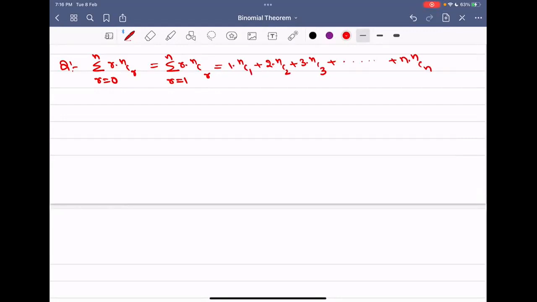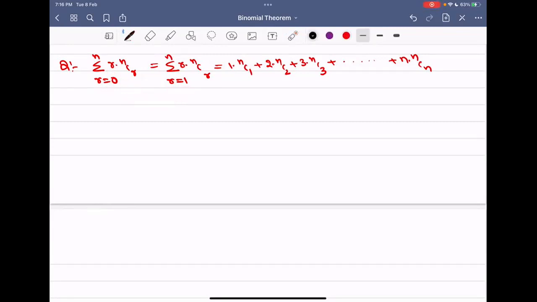So now these two are the same, because if you put R = 0 to start, the term is 0, so it is the same as starting from R = 1 to N. That's why these two are the same.